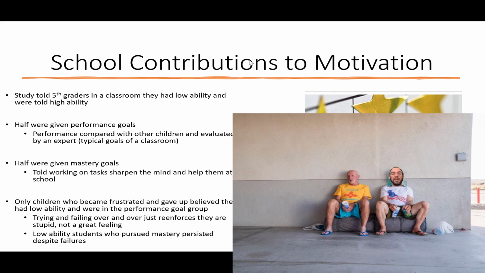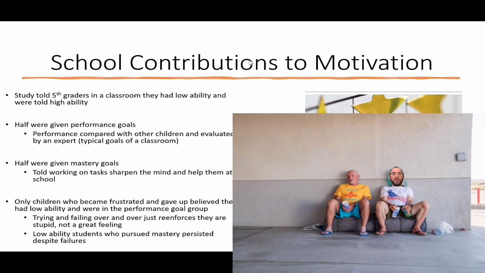Only children who became frustrated and gave up believed they had low ability and were in the performance goal group. Trying and failing over and over just reinforces they are stupid, not a great feeling. Low ability students who pursued mastery persisted despite failures. So this gets back to what I discussed early on.